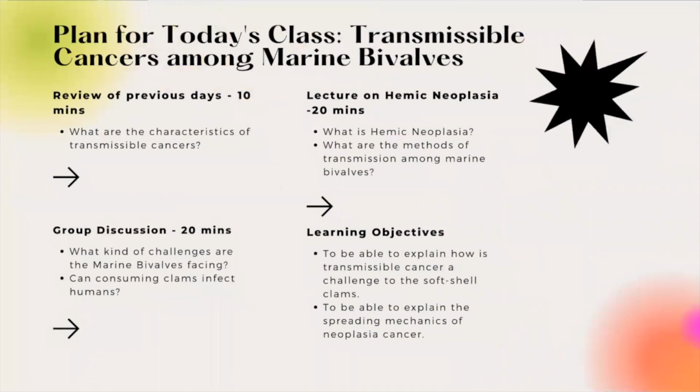On the third day, we will learn about transmissible cancers among marine bivalves. To begin with, we will review transmissible cancers' characteristics. After that, we will introduce neoplasia cancer cells in bivalves and their mechanics. Third, we will have a group discussion on the challenges that marine bivalves are facing. By the end of the day, students should be able to explain why transmissible cancer is a challenge to marine bivalves and what are the spreading mechanics of neoplasia cancer cells.